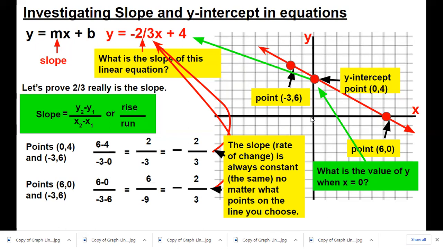1, 2, 3, 4. Should be 4, right? Yes, so y equals 4 when x equals 0. Remember, that's the y-intercept. X is always 0 at the y-intercept, and y is always 0 at the x-intercept, just the opposite. So kind of wrap your head around that a little bit.